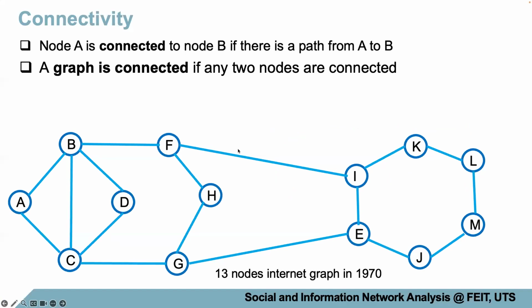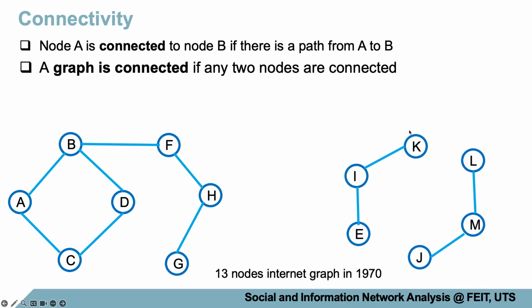We say a graph is connected if any two nodes are connected. That means there's a path between these two nodes. For example, like we introduced here, this graph is a connected graph. If we remove edges, they become two connected components. If we continue deleting, they become four connected components.